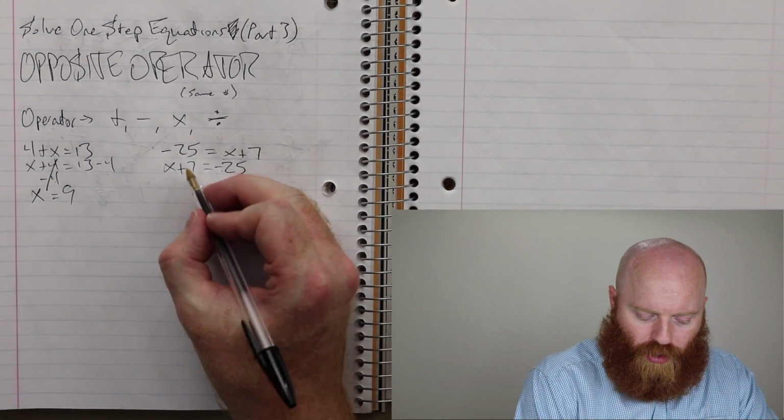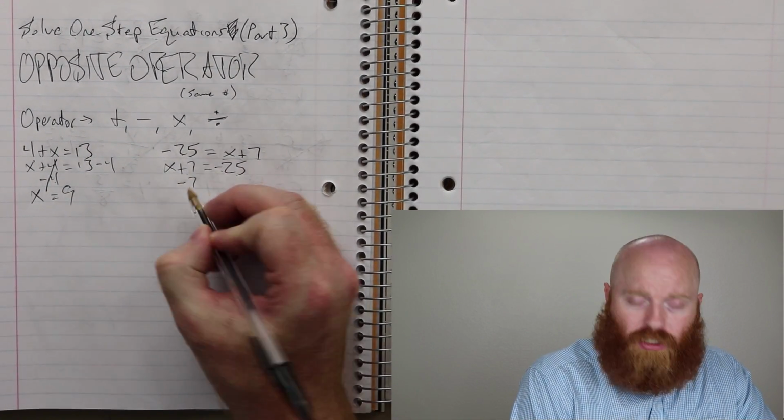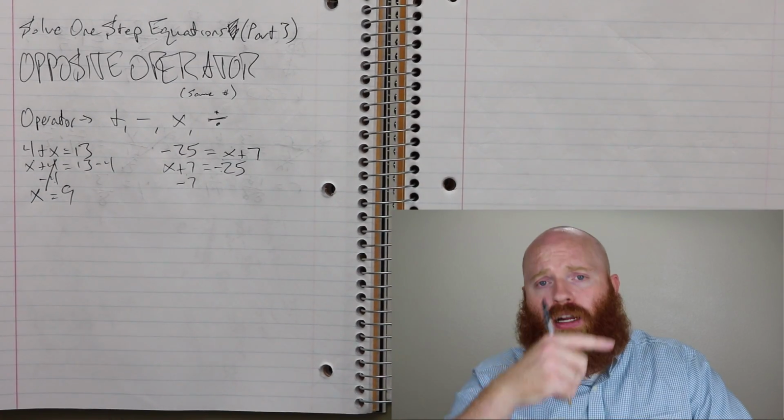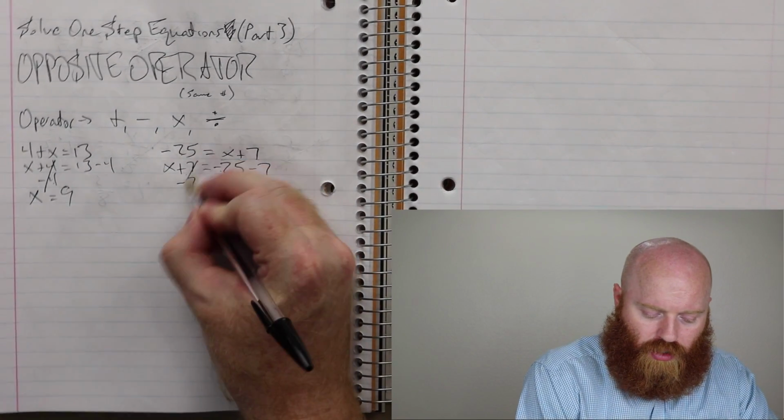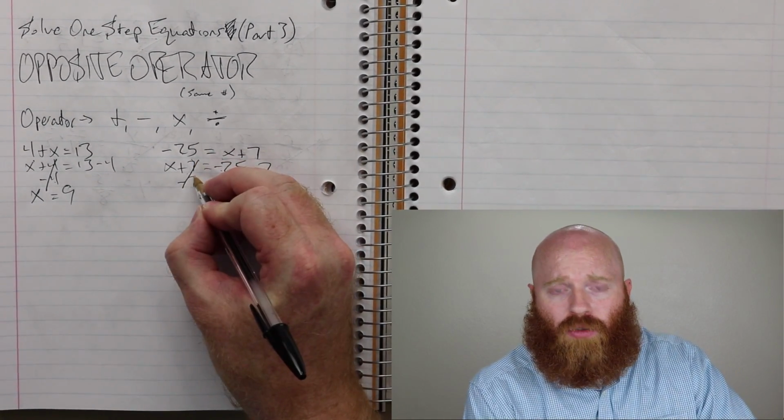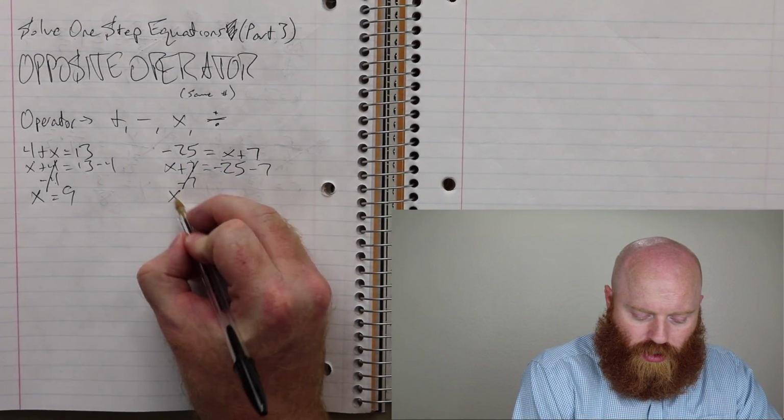Opposite operator, same number. I have a plus, the opposite is minus. I have a 7, same number. So I'm going to subtract 7 from that side of the equation, and minus 7 on this side, so minus 7. Cross this out because that's 0. Plus 7 minus 7 equals 0. x plus 0 equals x.